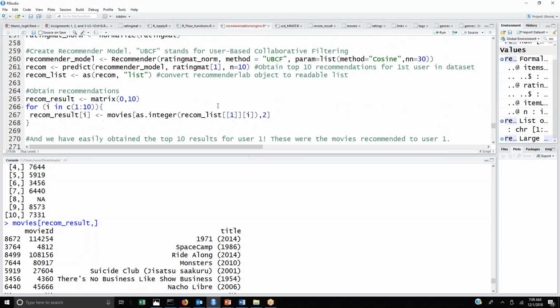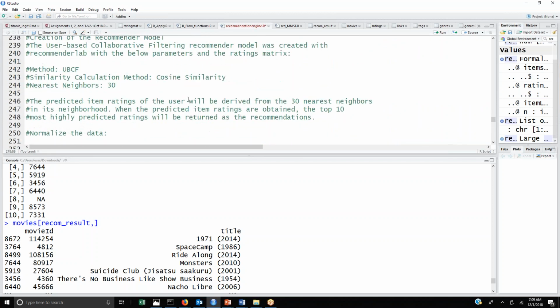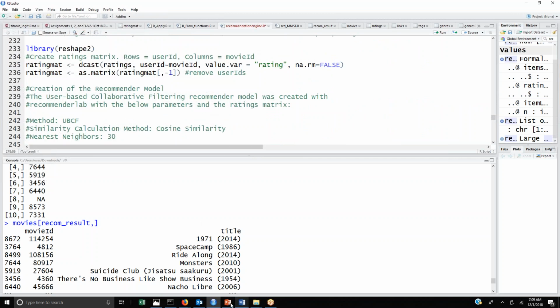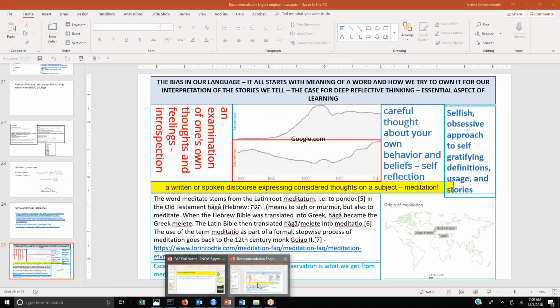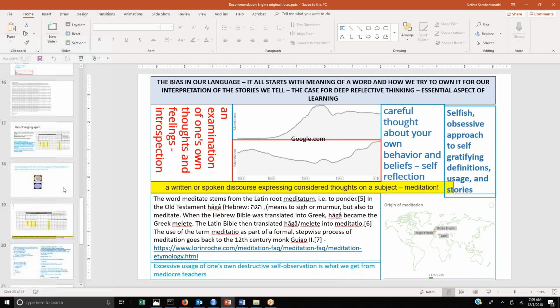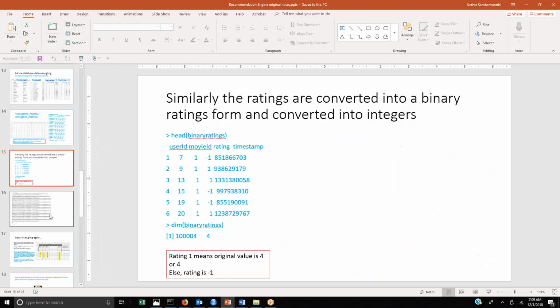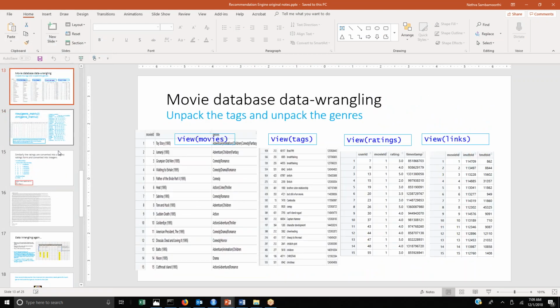All right, so I walked you through fundamentally the whole process of what's happening in the recommendation engine. Let me take you to the PowerPoint. Okay. Everything is okay?